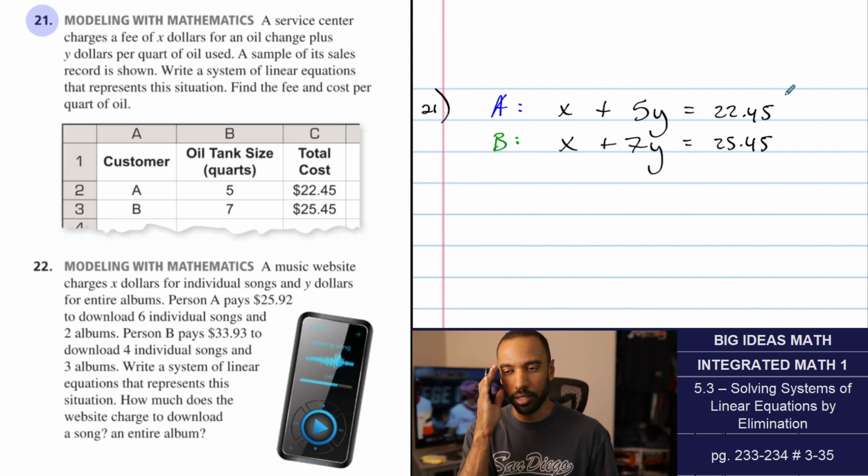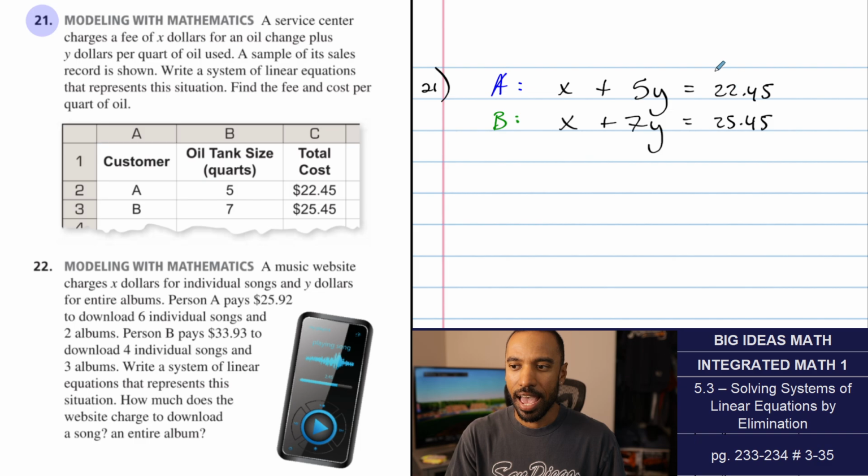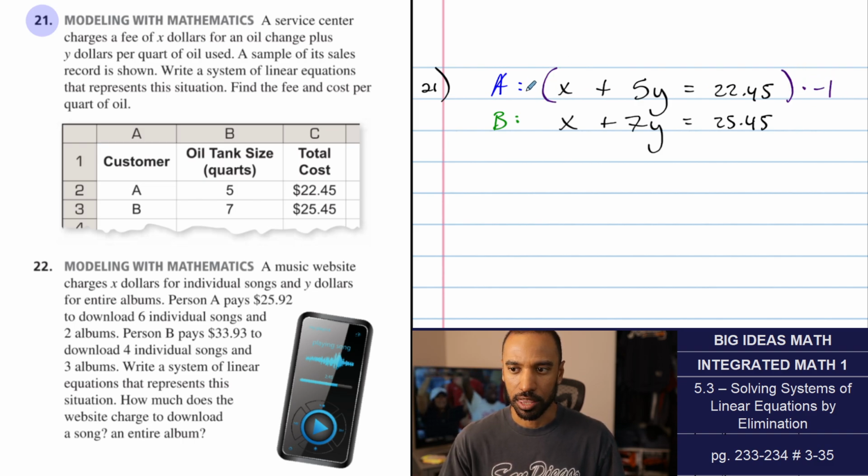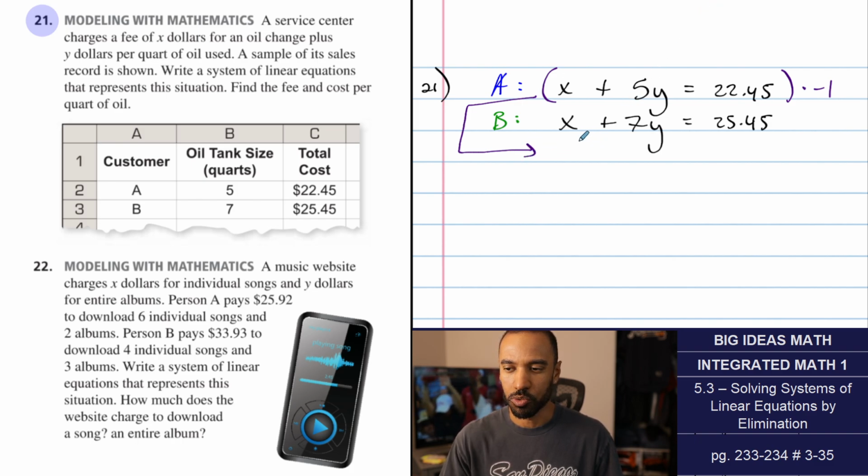Not by guess and check, but let's use elimination. And the x's are primed for elimination here. If I took, say, the top equation and multiplied by negative 1, and there's a reason I'm doing the top equation, not the bottom. Actually, two things help. Number 1, I don't have to rewrite the bottom equation if I put this right down below. Number 2, it keeps terms positive.